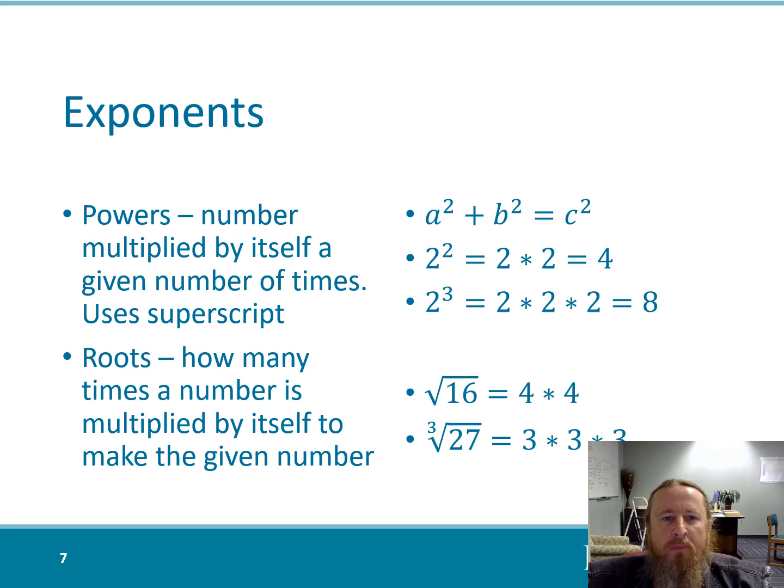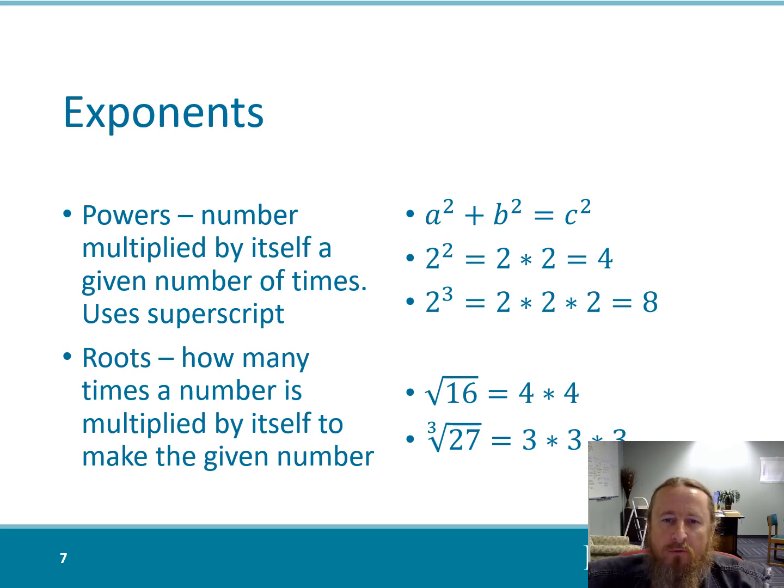Next, we have exponents. Exponents are both powers and roots. The power is a number multiplied by itself a number of times and uses the superscript. The Pythagorean theorem makes use of that with a squared plus b squared equals c squared. But in actual numbers, 2 squared looks like 2 times 2 and equals 4. 2 cubed, 2 to the third power, is 2 times 2 times 2, which is 8.